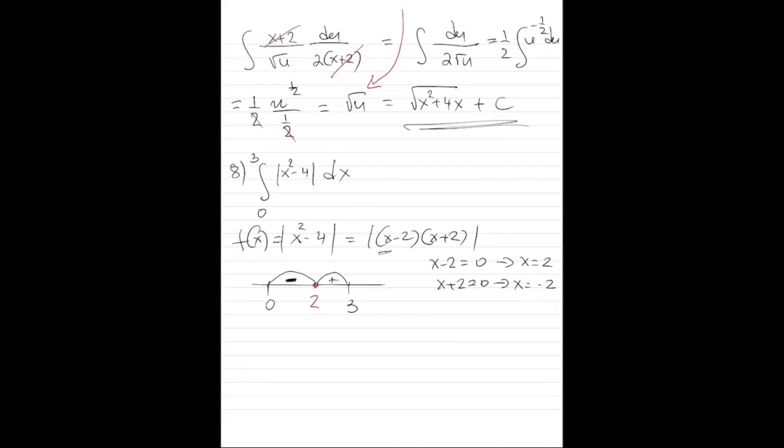So go back to our integral. Now instead of 0 to 3, it's going to be 0 to 2, and here our integral is negative. So I'm putting a negative sign in front of it, dropping the absolute value, and then from 2 to 3 it will be just x squared minus 4 dx. Okay, so this you can evaluate. You should get 23 over 3.